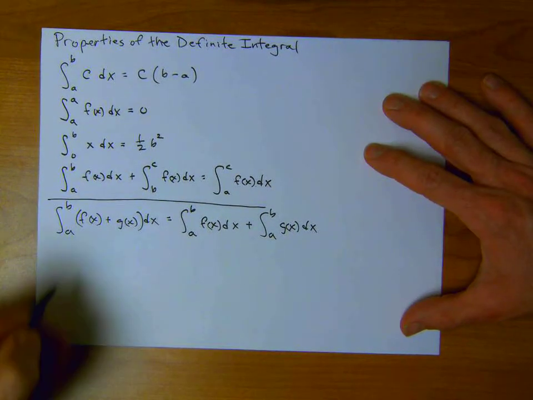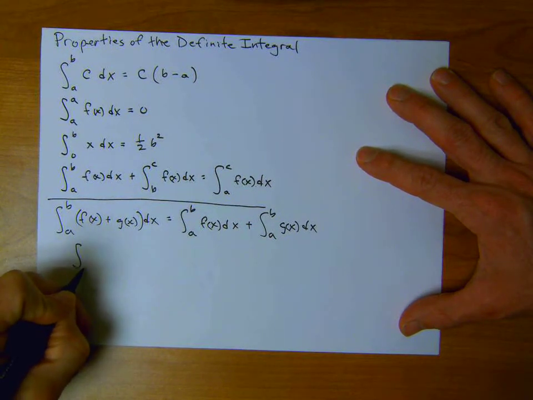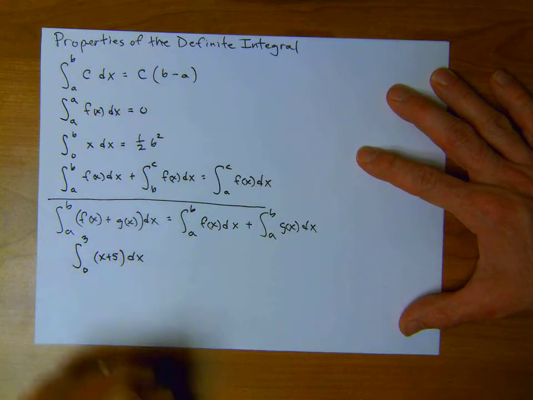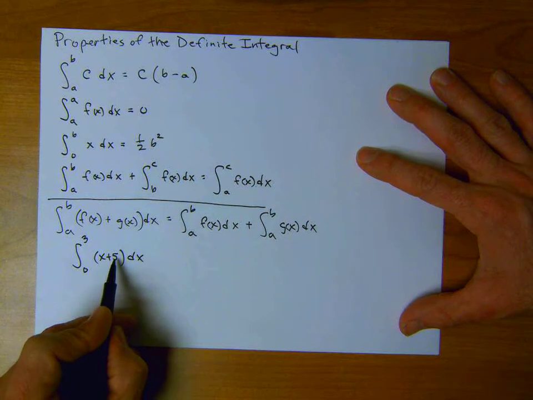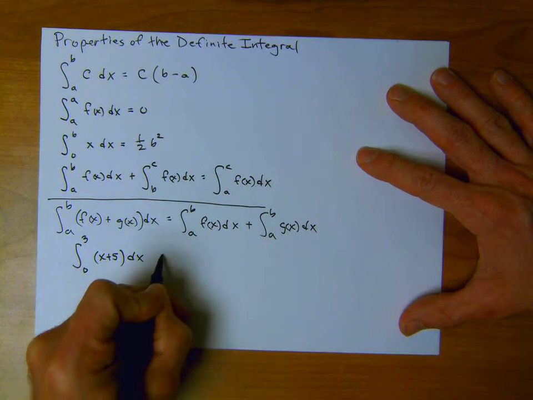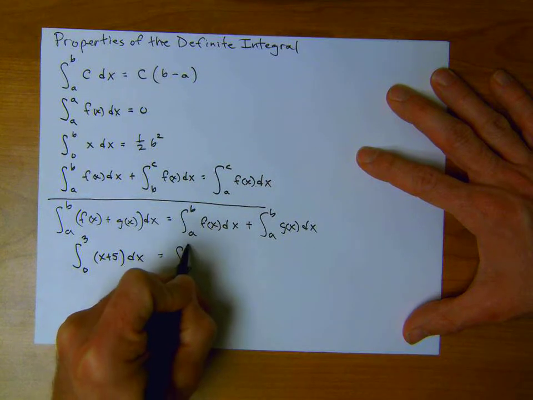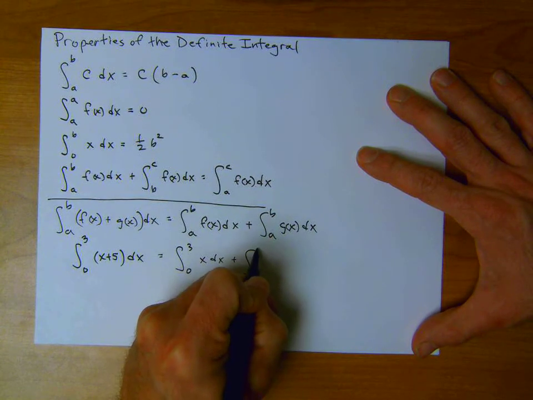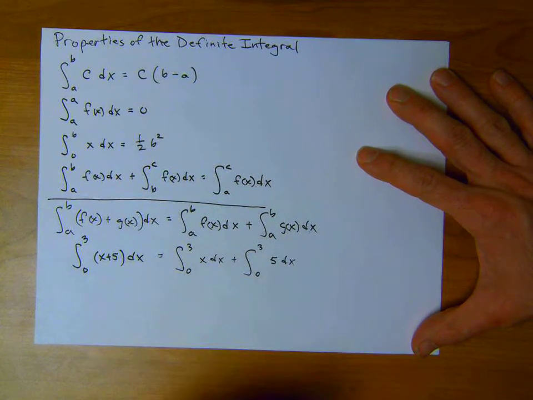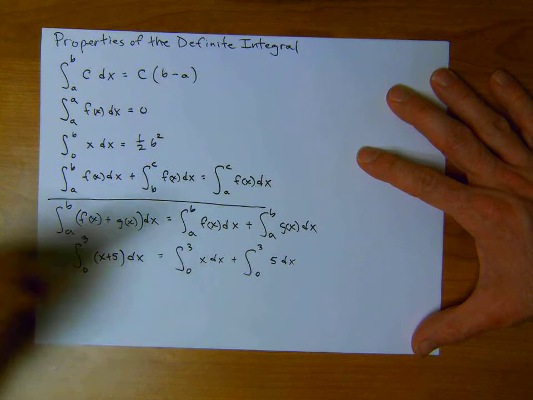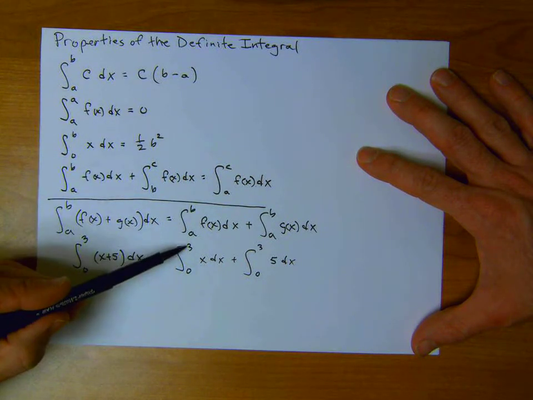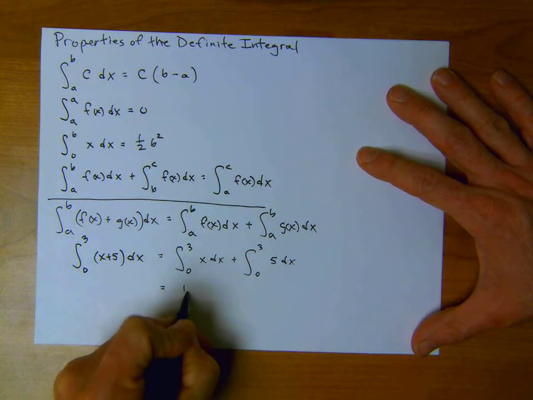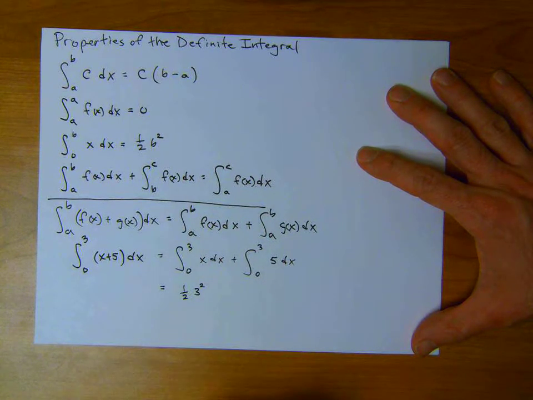Let me just give you a quick example. So if we take the integral from 0 to 3 of x plus 5, all right, so we can think of x as our f and the function y equals 5 as our g, then that is the same as 0 to 3 of x dx plus 0 to 3 of 5 dx. Now I'm going to use my properties up here. So for the first one, I use this property here. So 3 is my b. So this is going to be 1/2 times 3 squared.